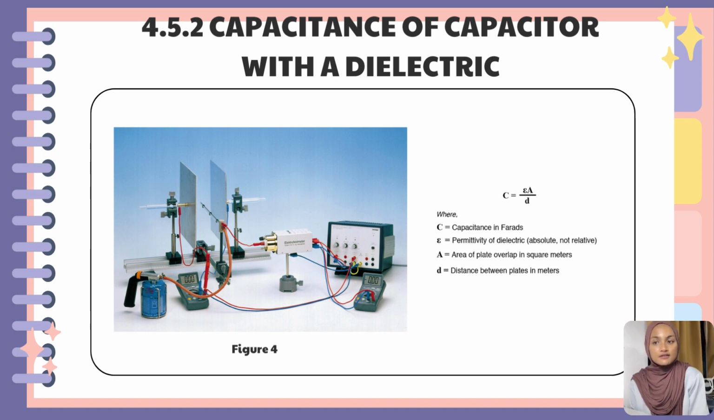To calculate the capacitance of a capacitor containing a dielectric, you need to know the area of the capacitor plates, the distance between the plates, and the permittivity of the dielectric material. The formula is C equals epsilon times A over D, where C is the capacitance, epsilon is the permittivity of the dielectric material, A is the area of the capacitor plates, and D is the distance between the plates.